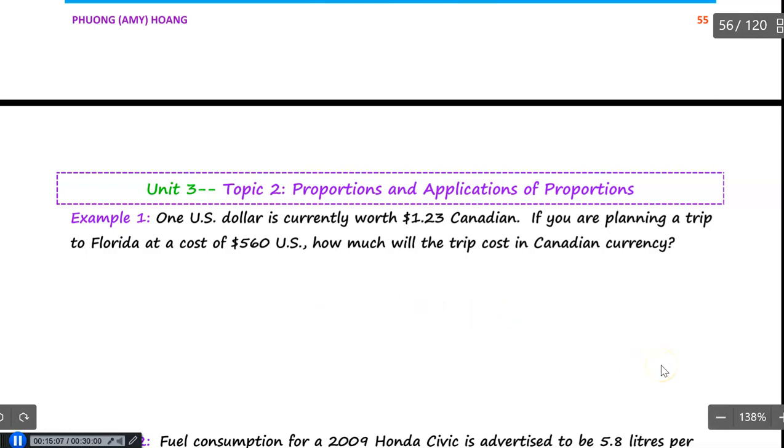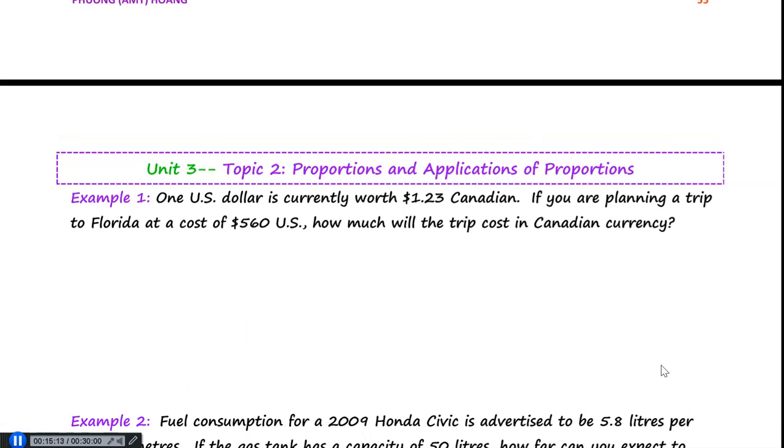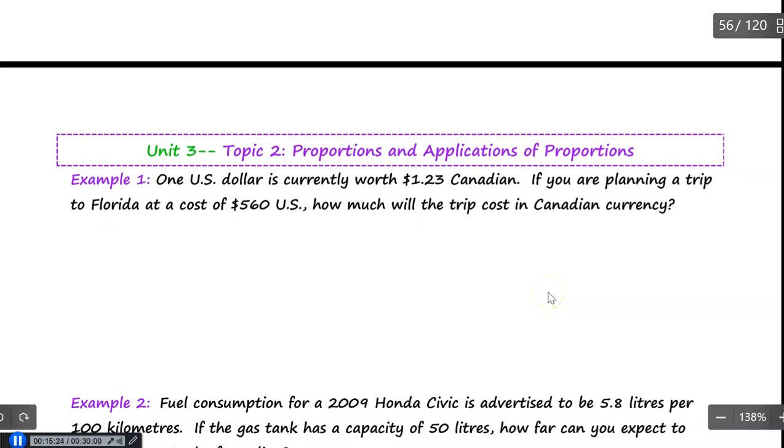Okay, so what I will ask everyone is to read the word problem. 1 US dollar is currently worth 1.23 Canadian dollars. So I will write it like this: $1 corresponding to $1.23 Canadian. I should represent this as the US here, so I'm going to write this one as US corresponding to that.